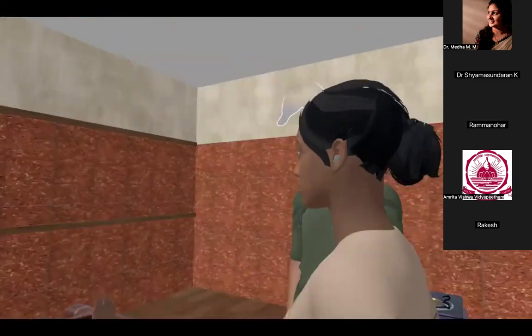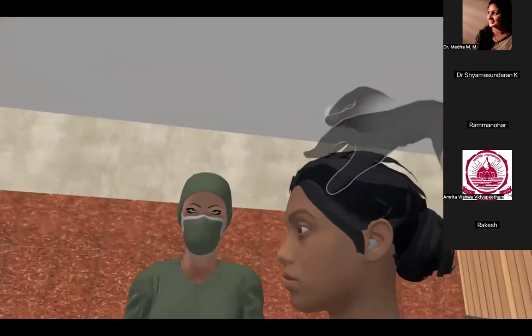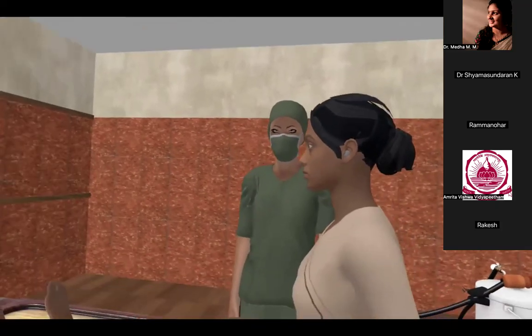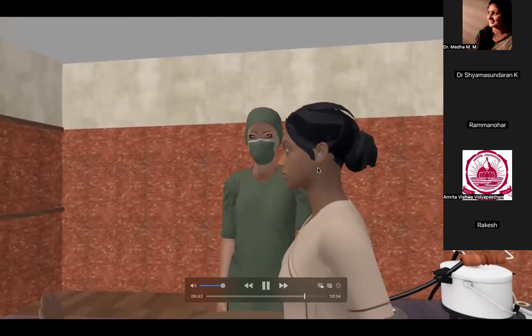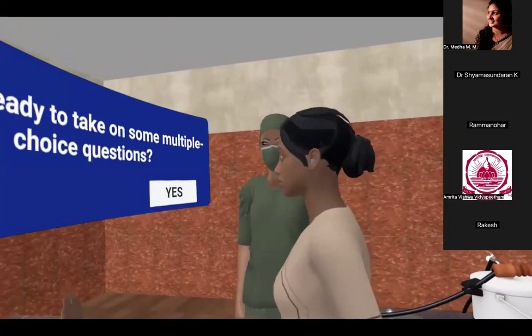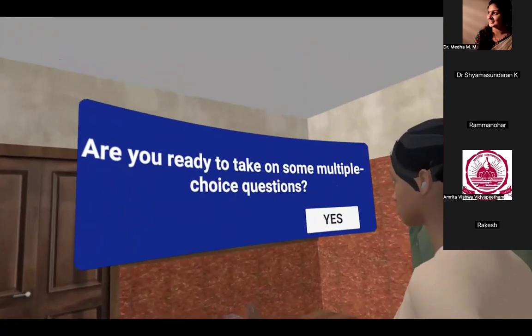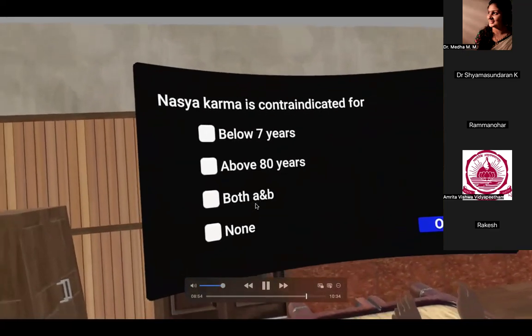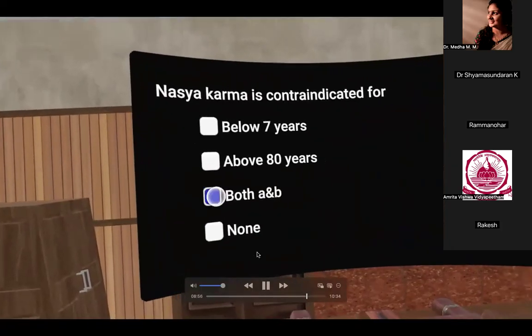So the hand marker will be marked there. So you have to place your hand, and the patient is asked to take rest. By this, the Nasya Karma procedure is complete, and there are some multiple choice questions. So you have to answer these.